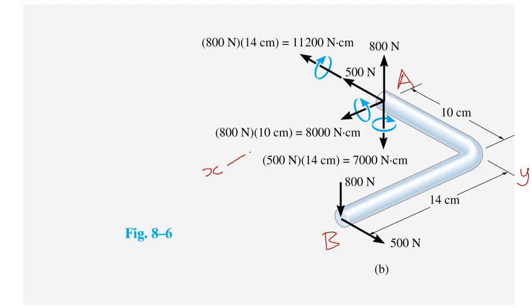We have an axial load, 500 newtons. We have a torsional moment of 11,200 newton centimeters. We have a bending about the x-axis of 8,000 newton centimeters. We have a bending about the z-axis of 7,000 newton centimeters. So we have 3 moments and 2 forces, 5 components that we have to take a look at. So what are the effects of these 5 forces on the stress element at point A? Remember, point A is somewhere here, on the center line, on the x-axis.